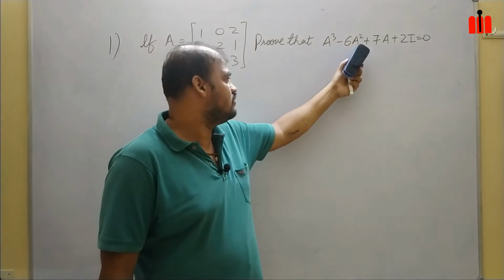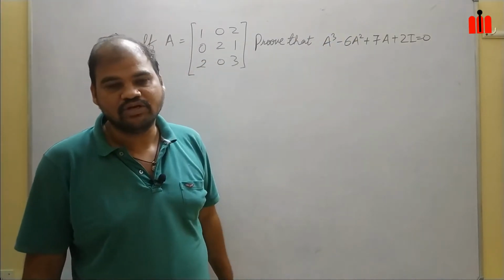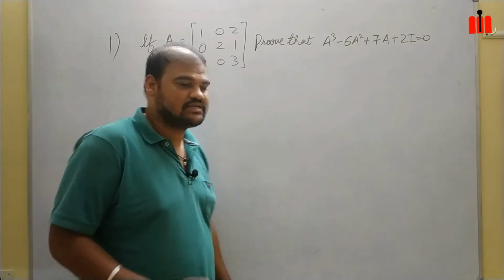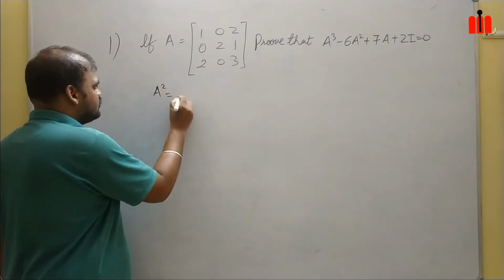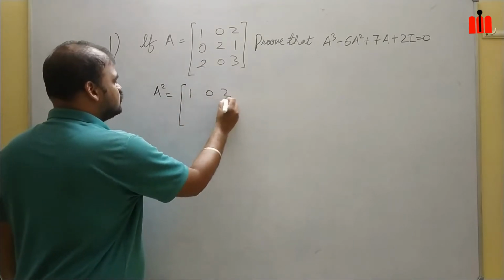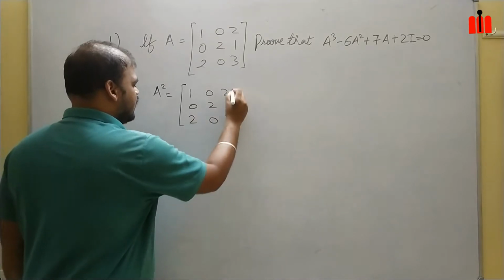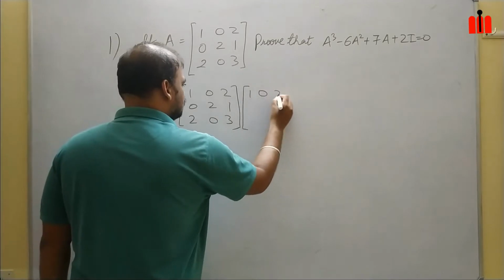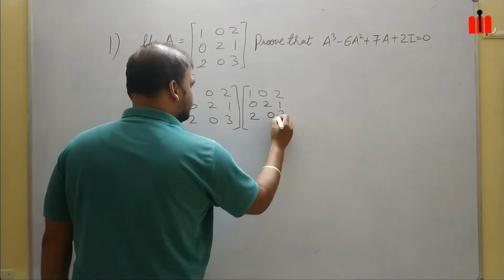So what I have to do now? I don't know the value of A square, I don't know the value of A cube. So first I have to find A square and A cube. So let's get started to find that. A square. What will be my A square? A square will be [1 0 2; 0 2 1; 2 0 3] into [1 0 2; 0 2 1; 2 0 3].